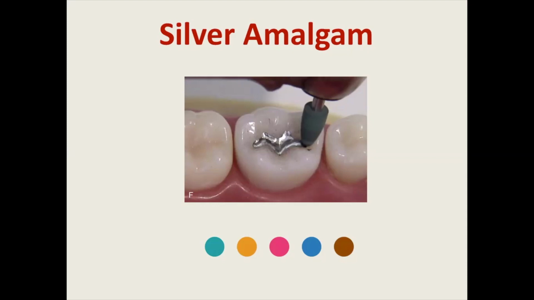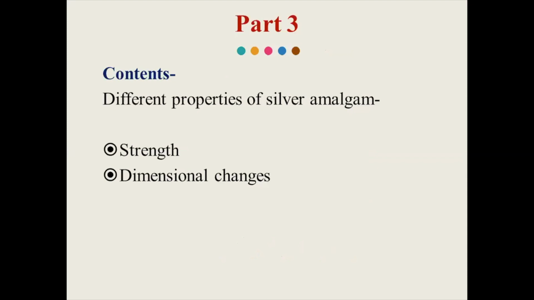So let us move towards the third part of today's lecture, which consists of the different properties of silver amalgam. Today I am dealing with two properties which are a little bit elaborative and lengthy to understand. The first one is strength and the second is dimensional change. Among dimensional changes we have to see the delayed expansion and the mercuroscopic expansion also. So I am taking two properties in part 3, and in the fourth part we will be dealing with the other properties. So let us start.